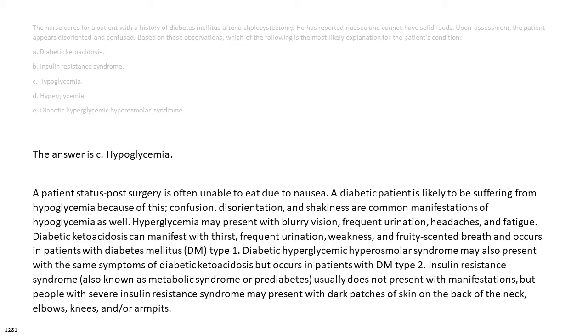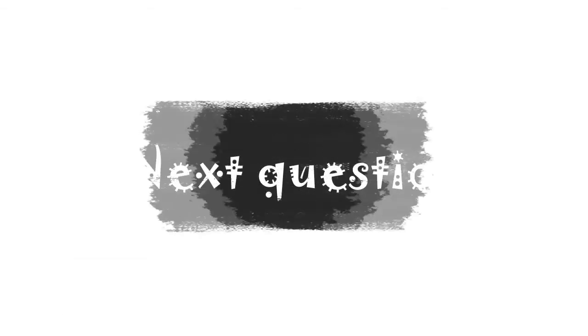Insulin resistance syndrome, also known as metabolic syndrome or prediabetes, usually does not present with manifestations, but people with severe insulin resistance syndrome may present with dark patches of skin on the back of the neck, elbows, knees, and/or armpits.